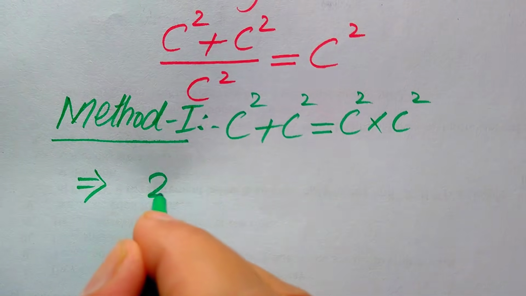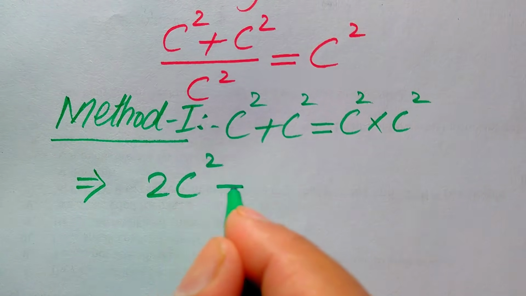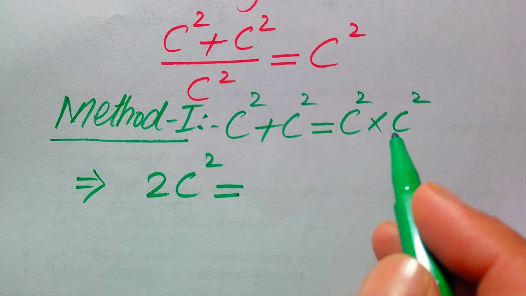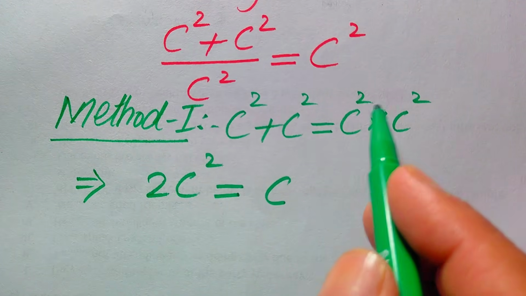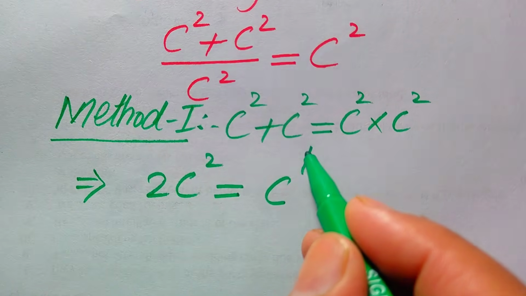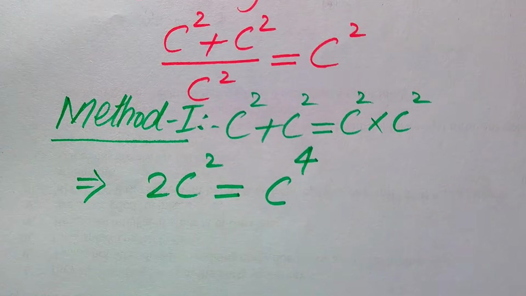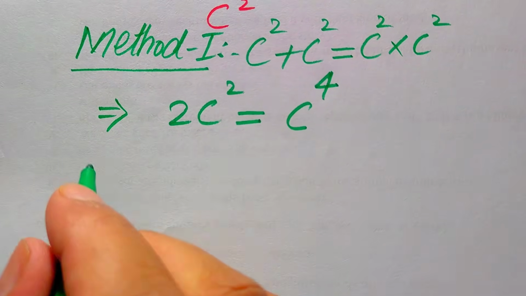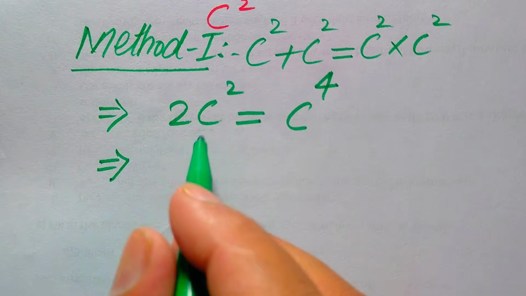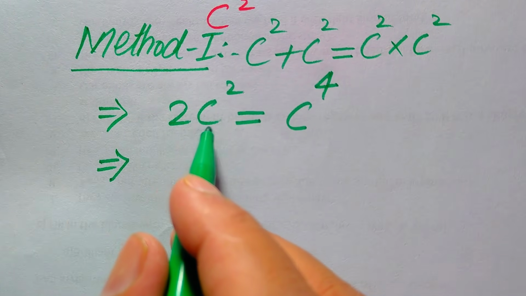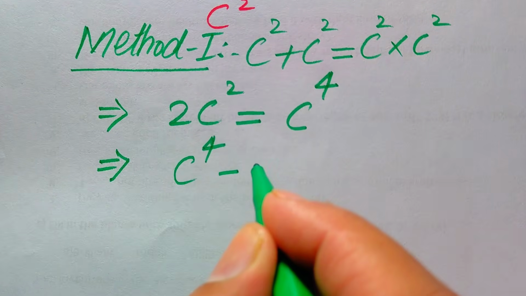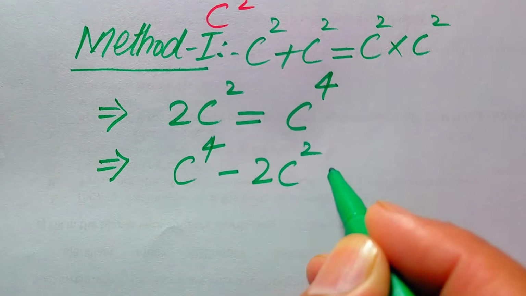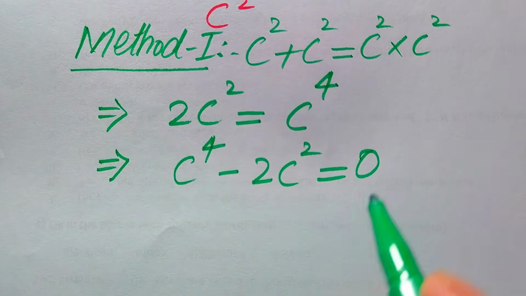When we add them here, it becomes 2 times c square, equals, here you see that these two same terms are multiplied by each other, so we need to add their exponents. So 2 plus 2 becomes 4. This is the simplified form of the given question statement. Now in the next step, we move the term 2 times c square from the left hand side to the right hand side. This is a positive term, so when we move it, it becomes negative.